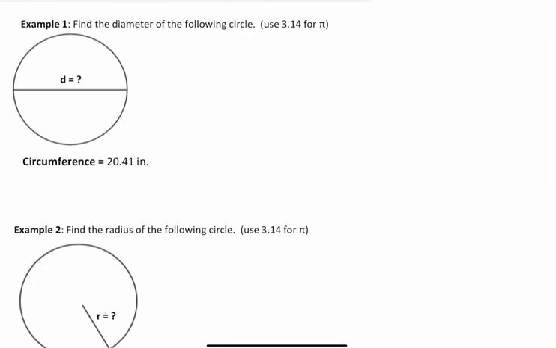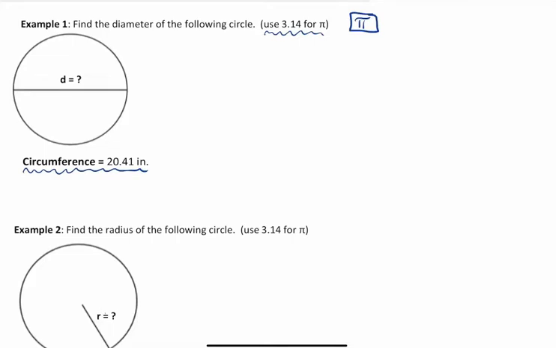In this first example, as well as pretty much all the examples here, we're going to use 3.14 for pi. Like I said yesterday, make sure you're not using your pi button necessarily. It's not a bad thing to do, but you're not going to get the exact answer that I'm looking for if you do. The first example says find the diameter, and we're given the circumference: 20.41, so 20 and 41 hundredths of an inch.